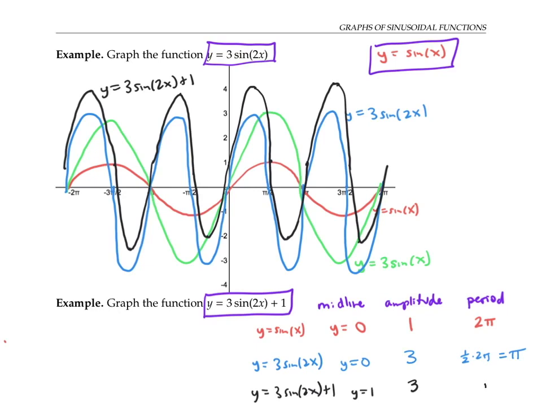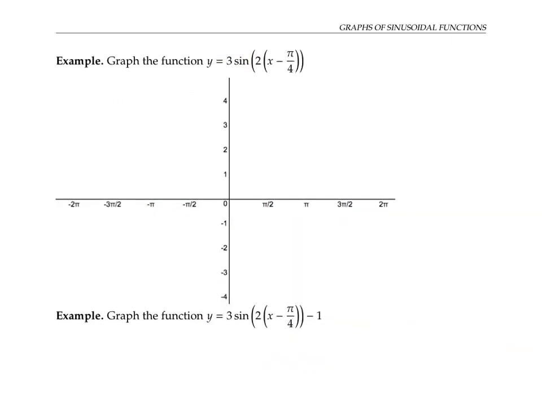Also, the period is still pi. The period is a horizontal measure, and adding 1 on the outside only affects vertical. Next, let's graph the function y = 3 sin(2(x - pi/4)).